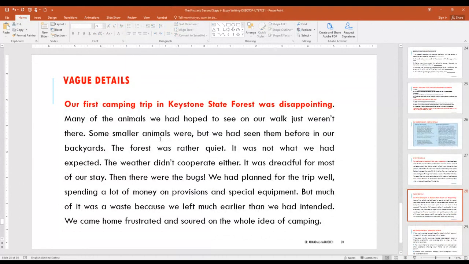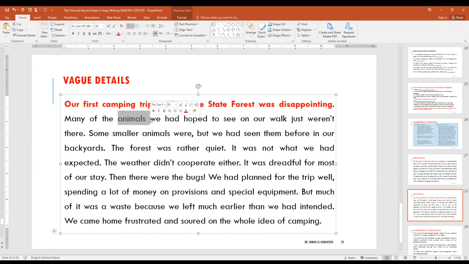On the other hand, look at the other example, which is the opposite. It gives us vague details. Our first camping trip in Keystone State Forest was disappointing. So this is the topic sentence. Many of the animals we had hoped to see on our walk just weren't there. Many of the animals. What do you mean by the animals here? What are the animals? Lions, monkeys, elephants, snakes? We don't know. You have to specify, right?